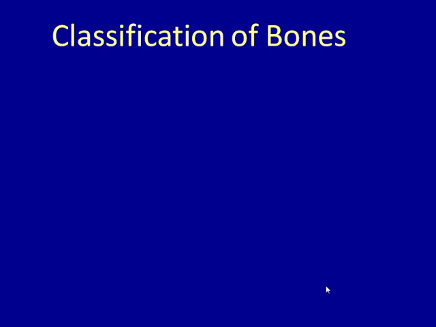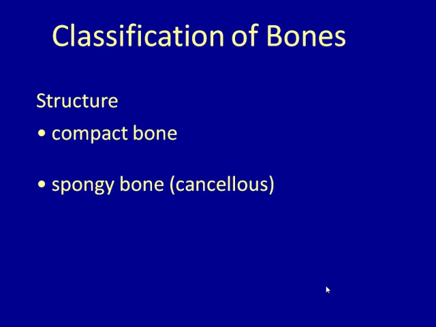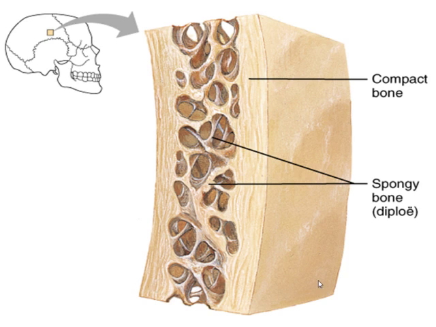Bones can be classified a number of ways. One of the ways we can do it is by the structure of the bone. And basically there are 2 types. There's compact bone and there's spongy bone, sometimes called cancellous bone. And in this cross section through a bone, you see the very dense compact bone here on the edges and the open weave spongy bone here in between. Compact bone is very resistant to stresses laterally. Spongy bone is more resistant to stresses that are twisty kind of stretches.